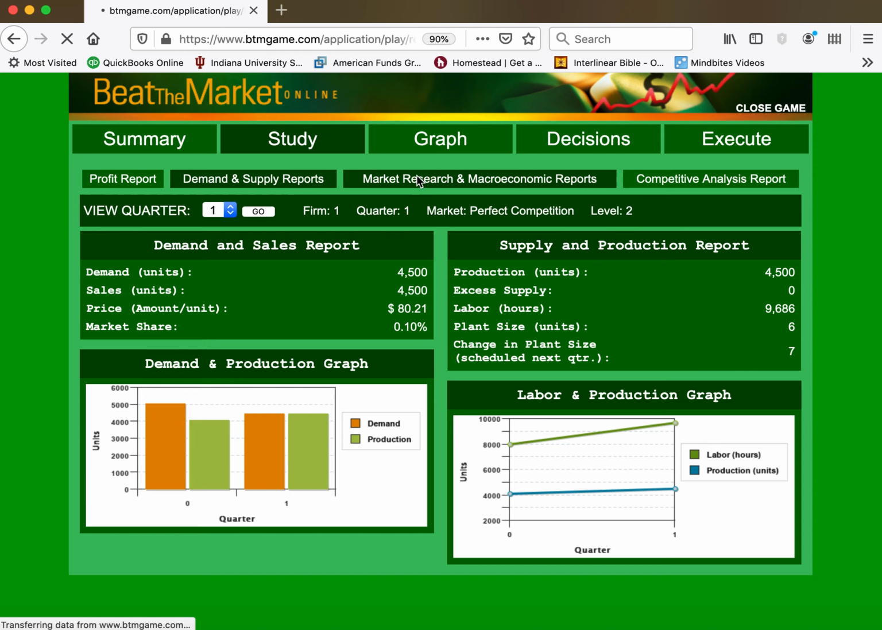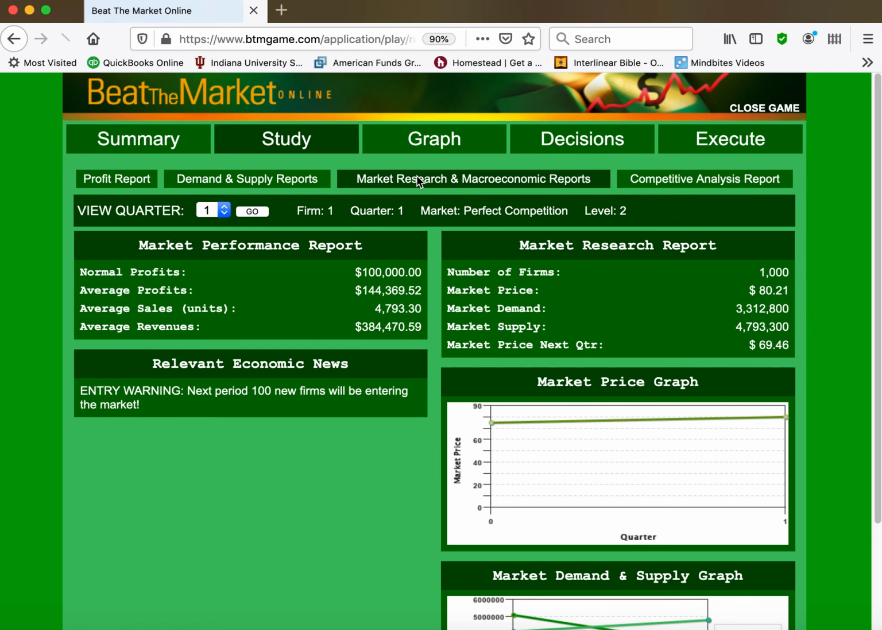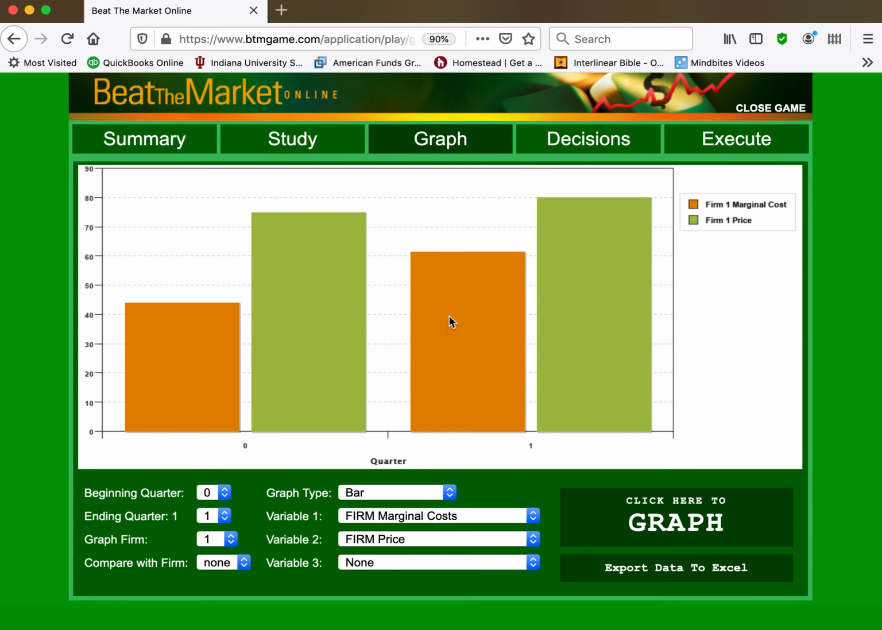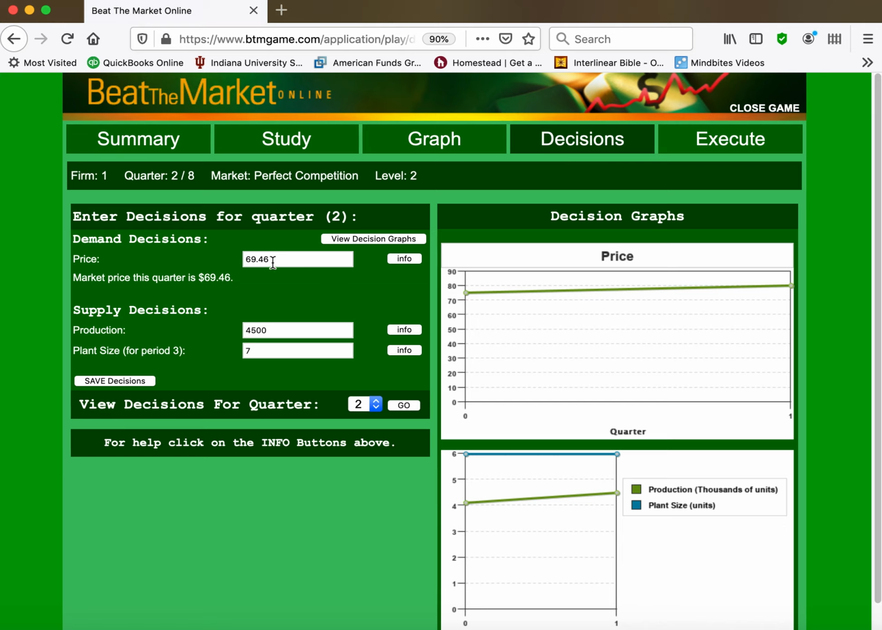We can see how market demand was. Market demand was a lot lower than supply. A whole lot of people produce a whole lot. We can look at what happened to market price. Keep in mind, we just have to take that market price. We don't change it in this particular scenario. In graphing, we can see that our marginal cost crept back up, and again, what price was. So we come over here to decisions. We're not making any changes to price. Fortunately, we added to our plant size because that lowered our marginal cost graph.